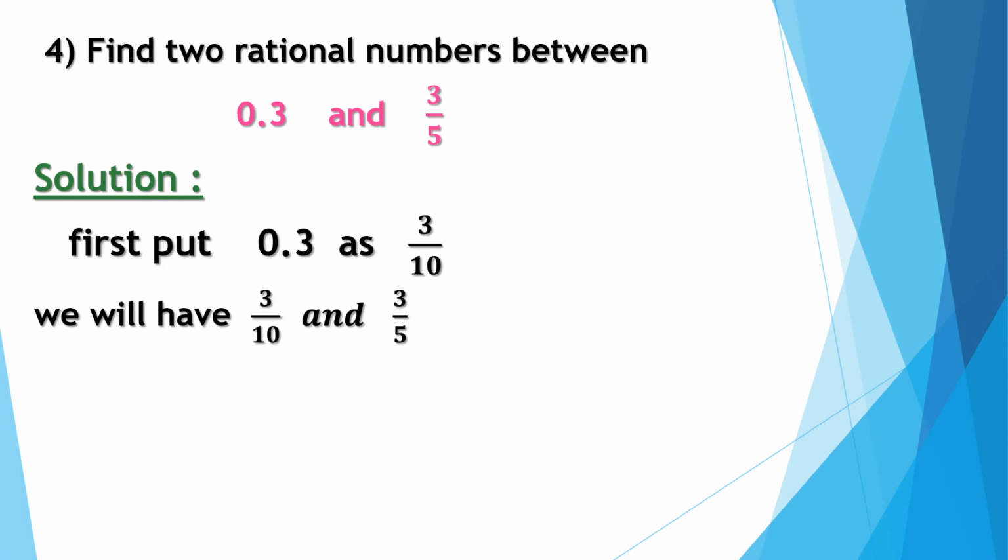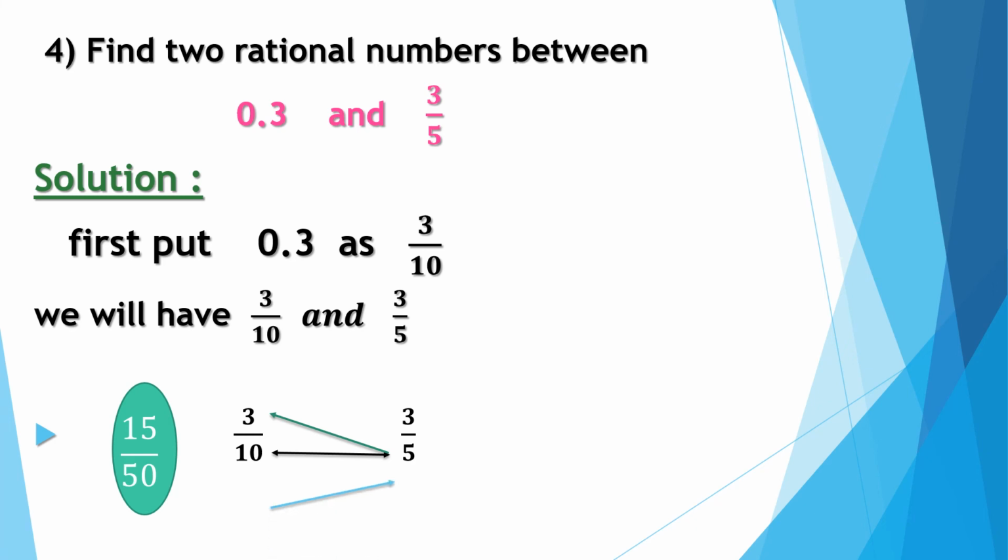By cross multiplication for both numbers, we get 5 times 3 will be 15 over 50, because the denominators are 10 and 5 times each other will be 50. Yes, 15 over 50. 10 times 3 is 30 over 50. So we have here 15 over 50 and 30 over 50.